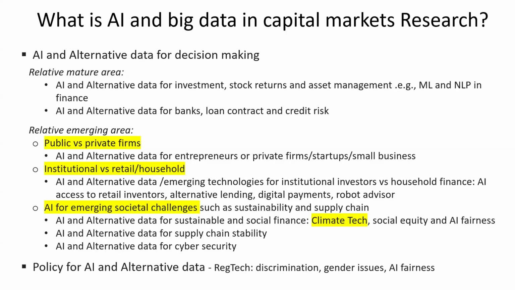So what is new? What is something people haven't done yet? What is emerging right now? I also want to share that with you. The first one is that so many papers have been done for publicly traded firms. Very few AI papers have been done for startups, private firms, and entrepreneurship. So these are a relatively new area for people to look into.